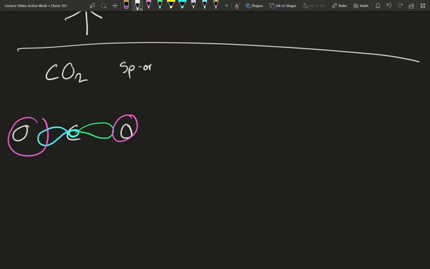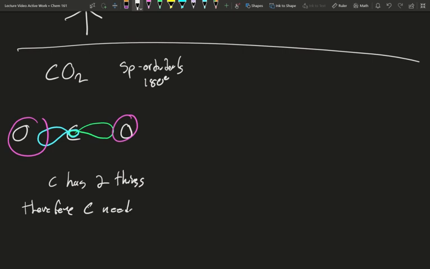sp orbitals are 180 degrees apart. And so carbon has to hybridize two of its orbitals to deal with the fact that it has two things around it. You'll think back to our VSEPR shape idea: carbon has two things. Therefore, carbon needs two hybrid orbitals.